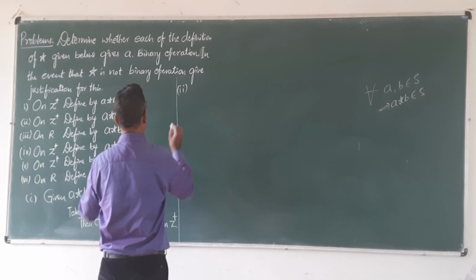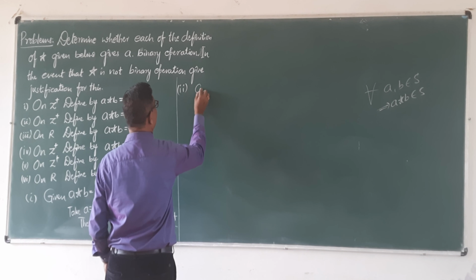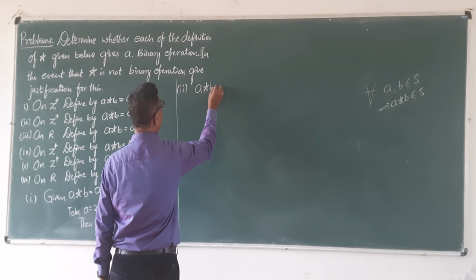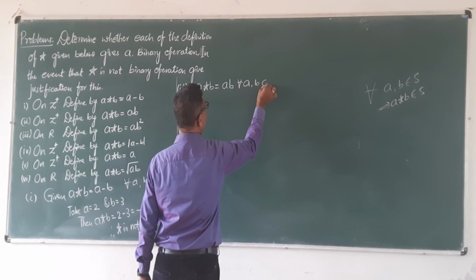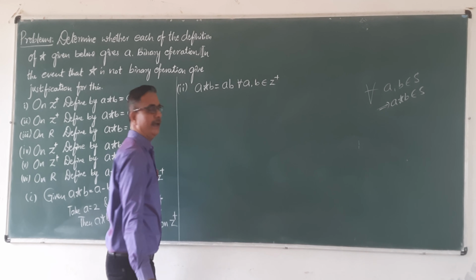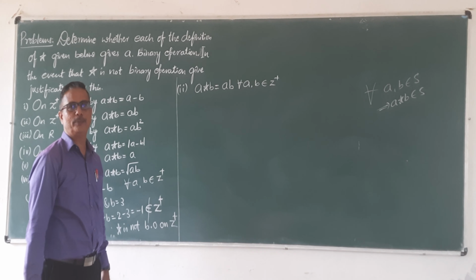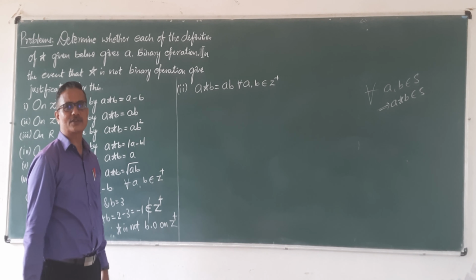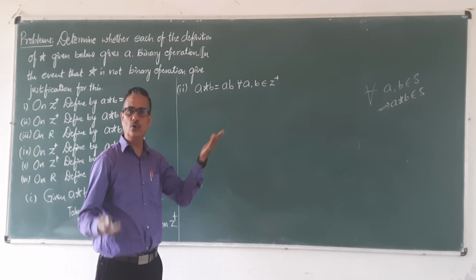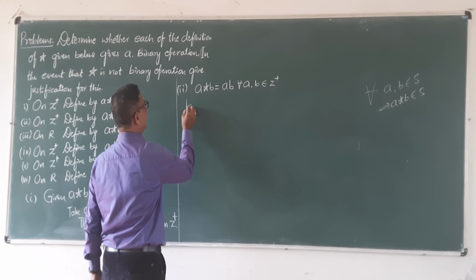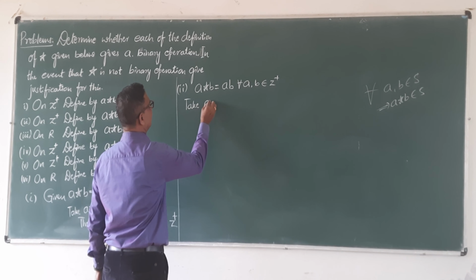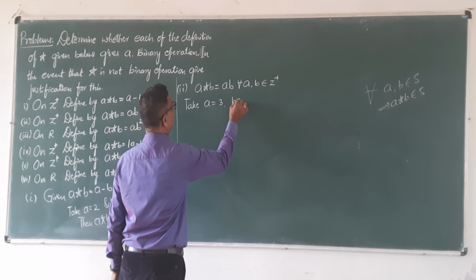Again on Z plus, positive integers, given a star b is equal to ab for all a and b belonging to Z plus. Again identify whether it is a binary operation or not. Obviously it is true, because the product of two positive integers becomes again a positive integer. Take a value any one number, say a value 3, take b value 4.